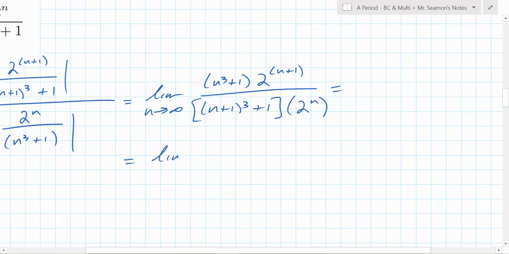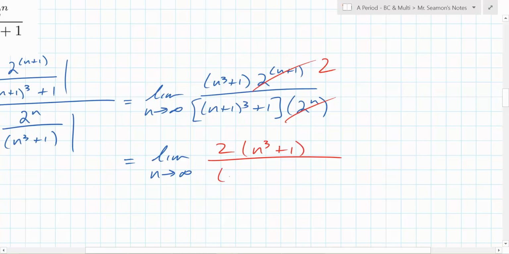So you end up with the limit as n goes to infinity. These go away, leaving you with just 2 over, and then what do you have left up here? n cubed plus 1 over n plus 1 cubed plus 1. You have this thing right here. Now, you might be tempted to find some clever thing to do, right? You might think to yourself, oh, I need to go any further. You can actually look at that and just tell me what the limit is.